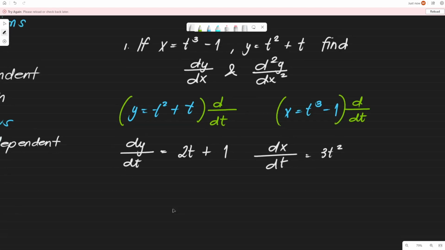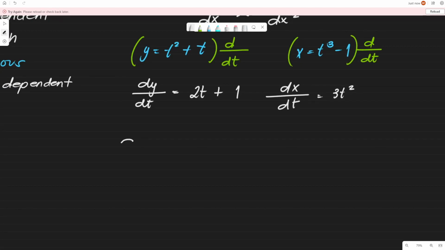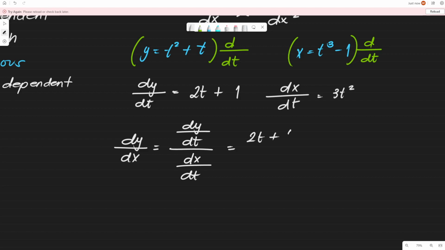Now, using the formula for the derivative of parametric equations, we have dy over dt over dx over dt. So that is 2t plus 1 all over 3t squared. This is the first derivative, one of the things we are looking for.